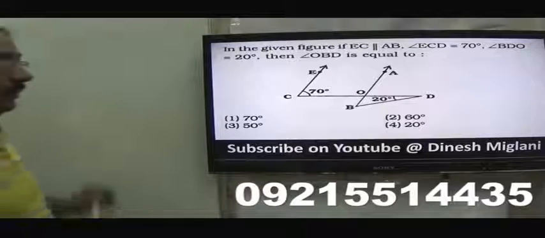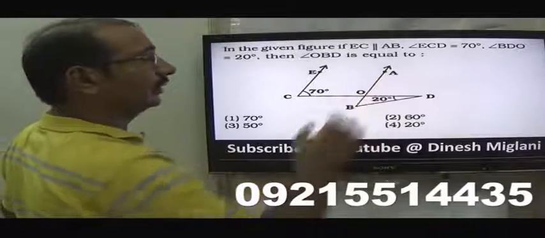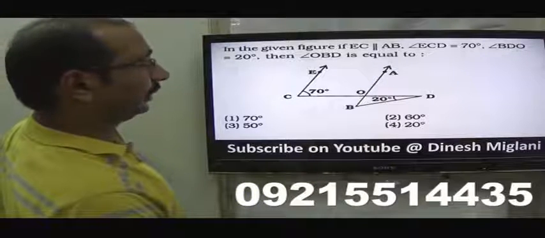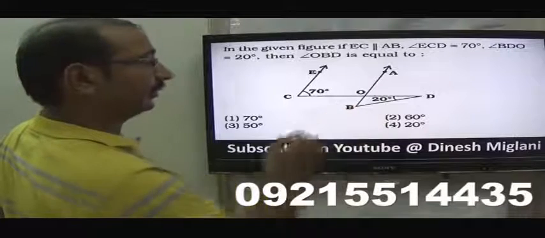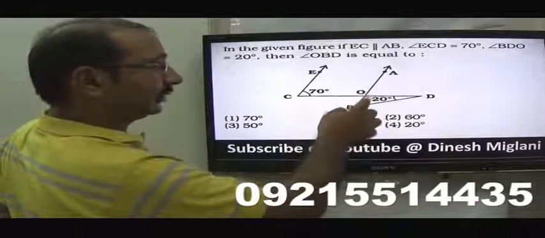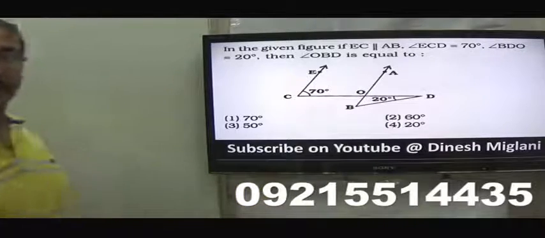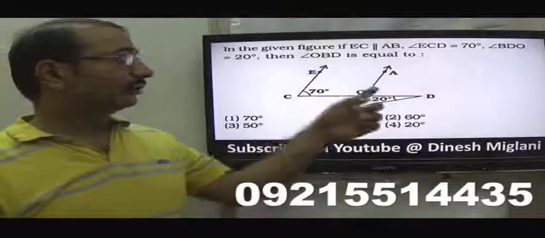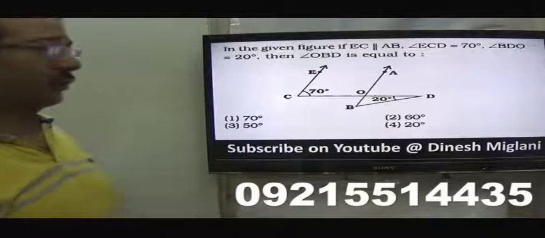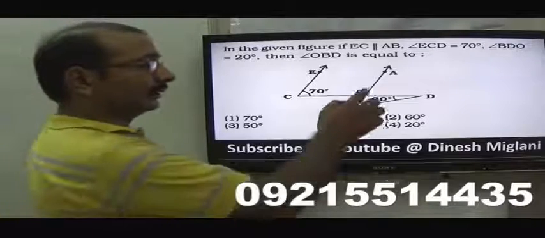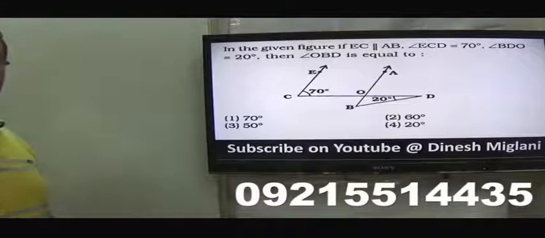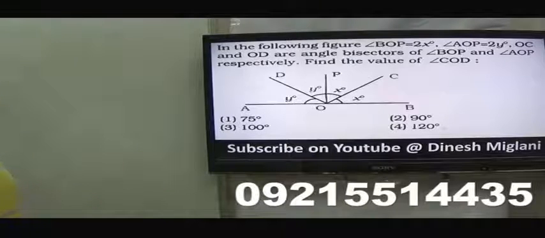EC is parallel to AB. This line is parallel to this line. And BDO is equal to 20. Find angle OBD. That angle we have to find out. This is 70, because these two lines are parallel. This must be 110. So this is 70 degree, angle AOD, because they are corresponding angles. Then this is 70 and this is 20. This must be 50, angle OBD. Hence I can say third is my answer, 50 degree.